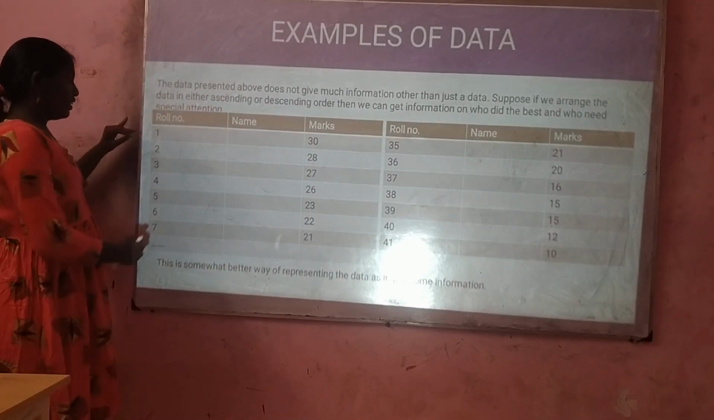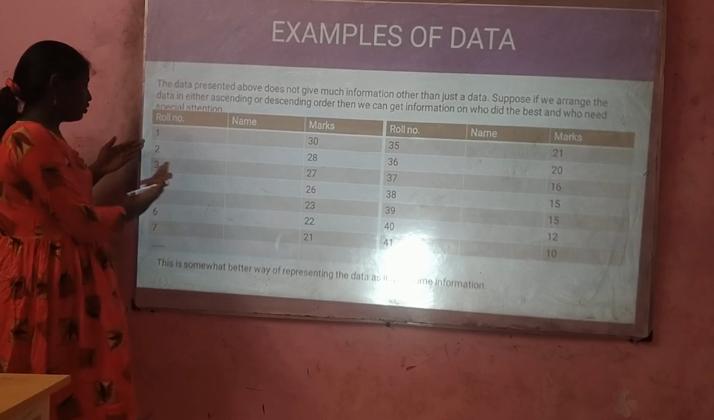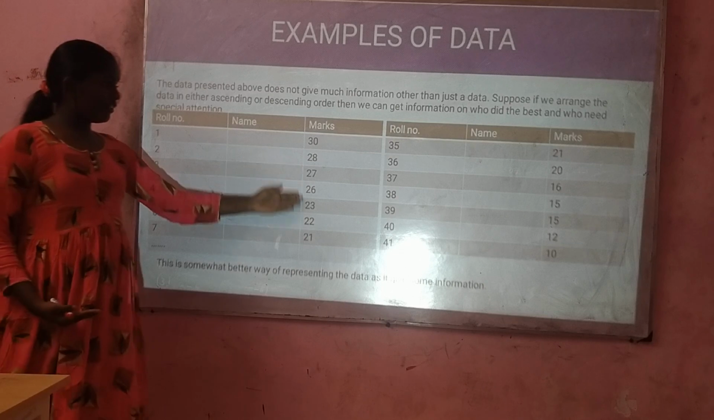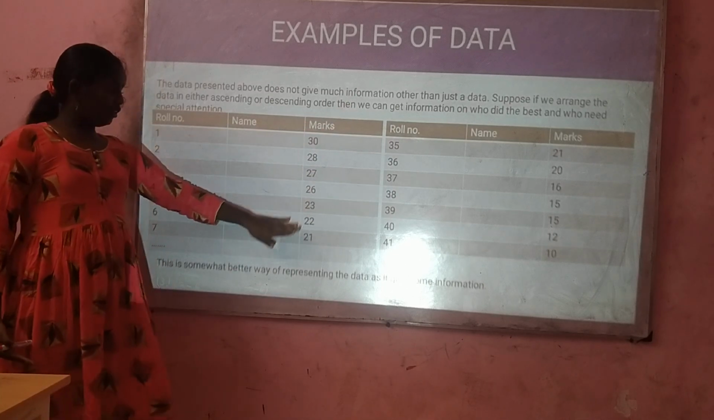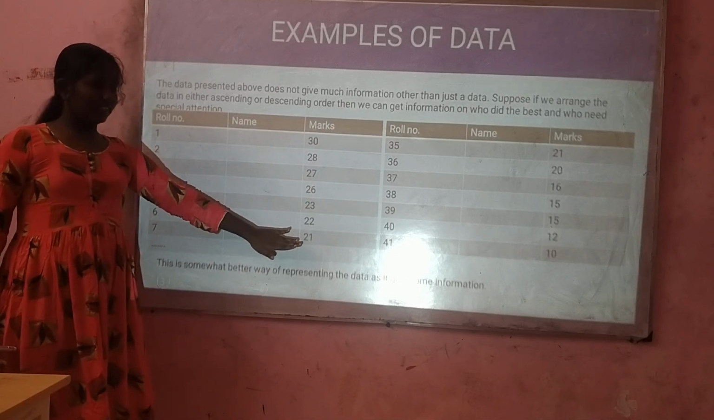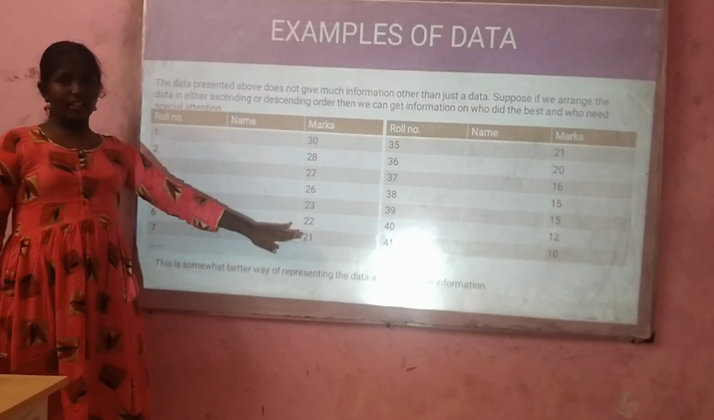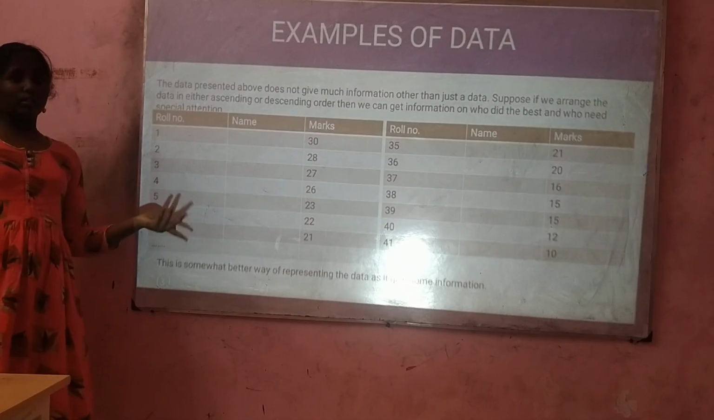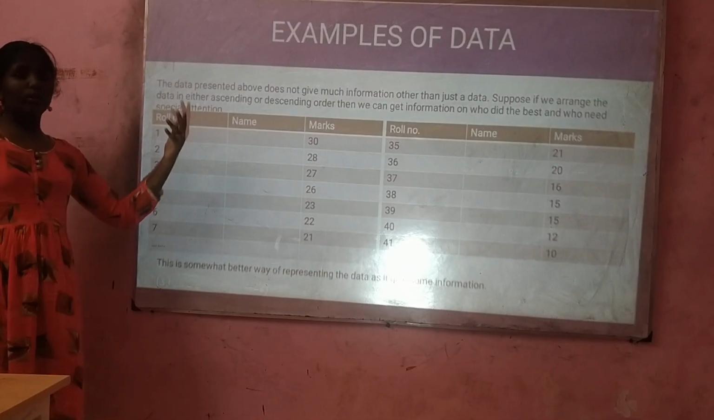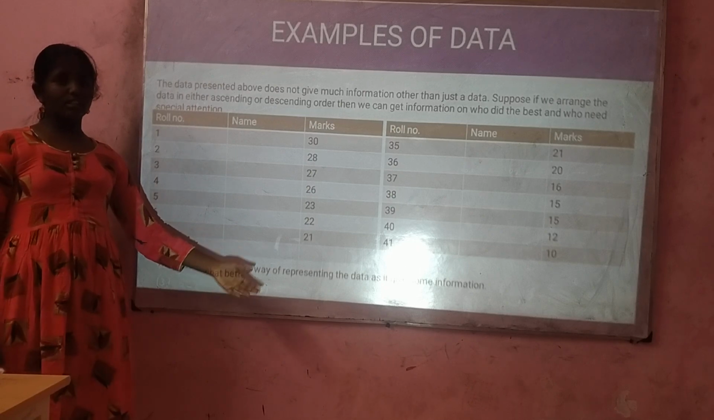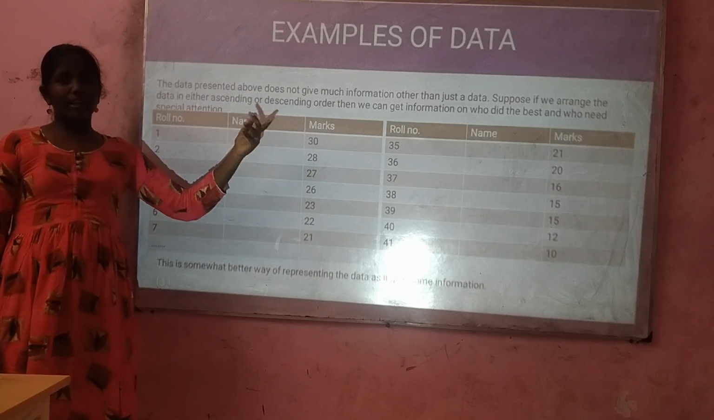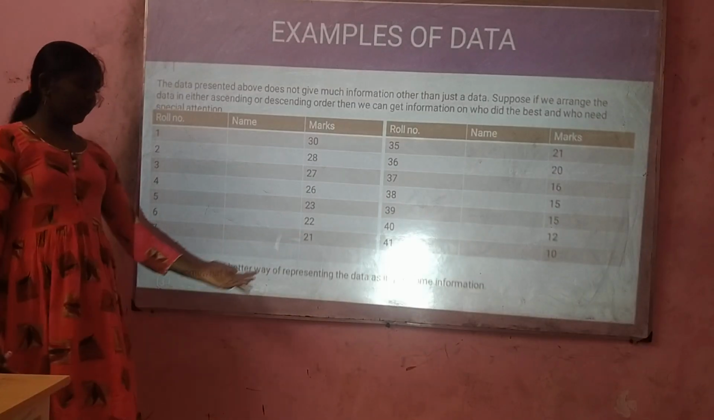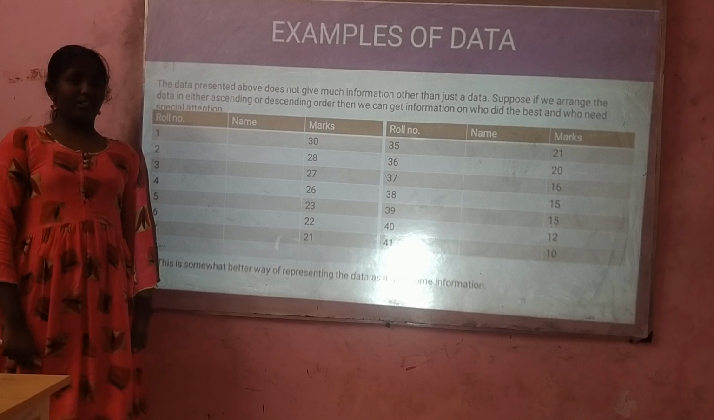So now we have arranged it like roll number 1 got 30 marks, roll number 2 got 28, roll number 3 got 27, and so on. The marks, if we can see, are getting lower from highest to lowest. It's arranged in descending order. So we can know who has scored more marks, who can help the other students. So we have some information based on this. This is somewhat a better way of representing data as it gives some information.